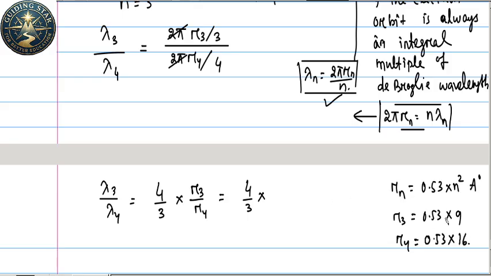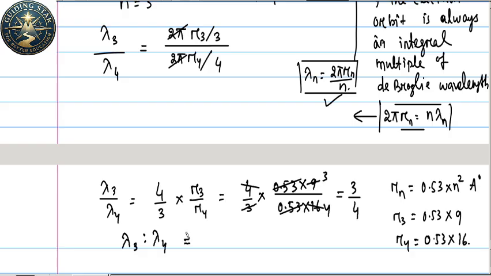So directly we will not do the multiplication; since we are taking the ratio, we can write it like that. So the value of r3 is 0.53 into 9 divided by 0.53 into 16. So 0.53 will get cancelled out. So 3 is a 9 and 4 is a 16. So it will be 3/4. So the ratio of lambda 3 to lambda 4, the wavelength corresponding to third and fourth orbit, or second excited state to third excited state, will be 3:4. This is the final answer.